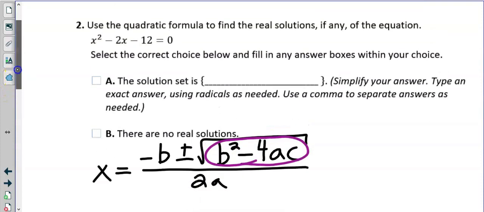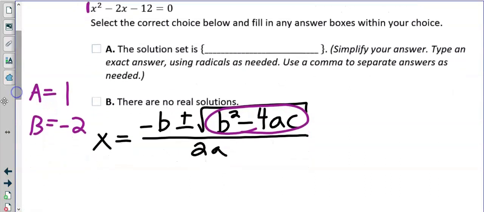So if we look up here, what is the value of a? X, so I guess 1 in this case? It's the number in front of x squared, which is 1. So that's your a. What's your b? B is 2. Negative 2. We include the sign. What's your c? That would be a negative 12.